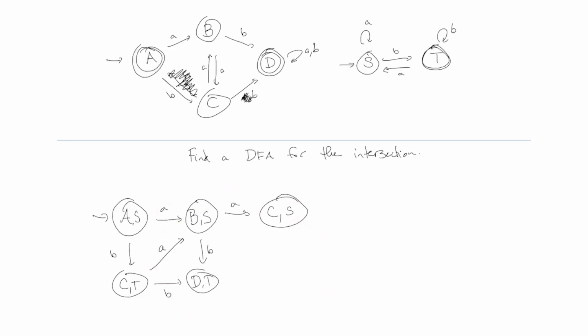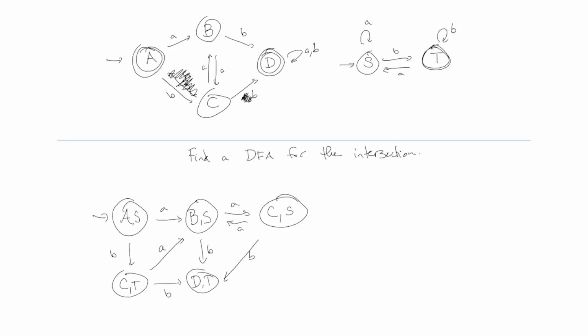I'm now doing the arrows out of CS with the A. C becomes B and S becomes S. So CS goes to BS with the A. That's here on my picture. And with the B, CS goes to C goes to D, and S goes to T. So CS goes to DT, which is here. Those are my outgoing arrows from CS.